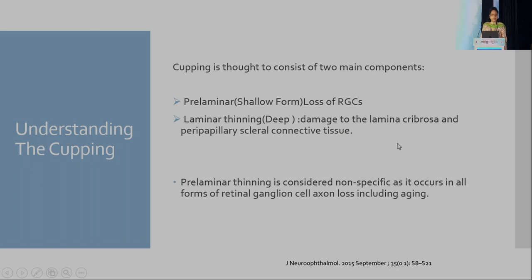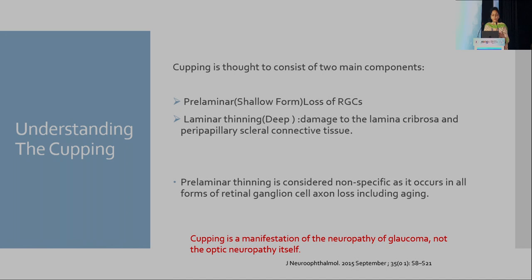Here, besides the lamina cribrosa, the adjoining scleral connective tissue gets hampered. So now we understand in a better way that cupping is nothing, it's just a manifestation of the neuropathy which is happening in the glaucomatous eyes.